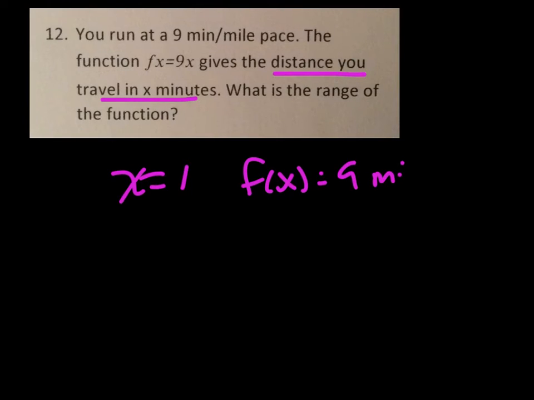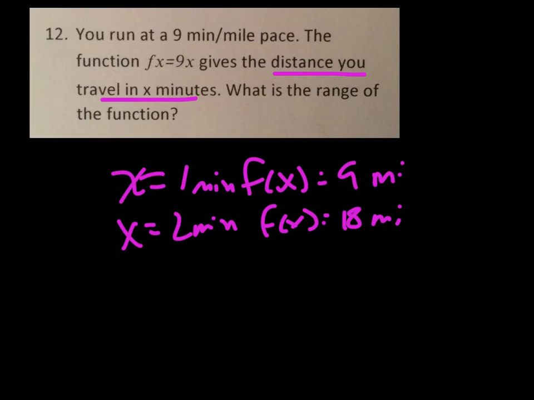Because x is saying it's minutes. So in 1 minute, we go 9 miles. That means if x is 2 minutes, then f(x) would be 18 miles. Now, I don't know about you, but you can't really run a two-minute 18 miles or a 1 minute 9 miles. So I think that's a little backwards in its description. So I'm going to go ahead and delete that.